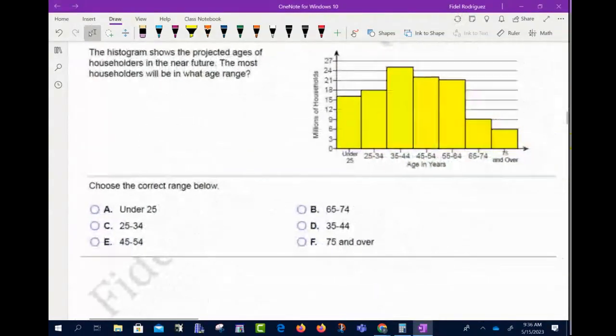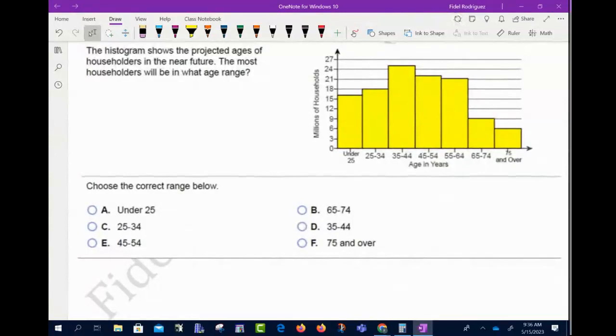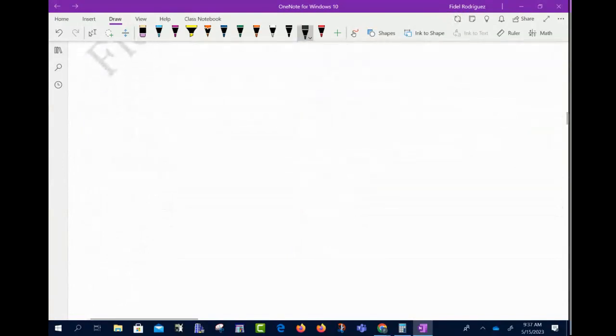Okay, the histogram shows the projected ages of householders in the near future. The most householders will be in what age range? So y'all agree this is the biggest bar right here? What is the range of the years though? 35 to 44, boom, and there's my answer, right? They're not looking for something like 25. They're looking for that range, because it says what age range, and those are the age ranges, right?